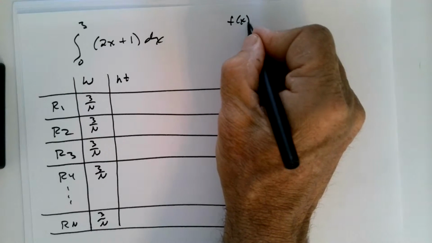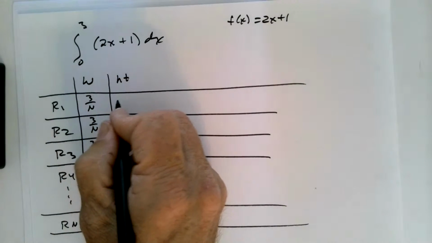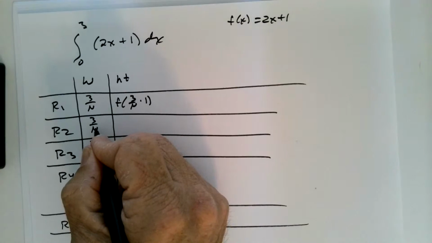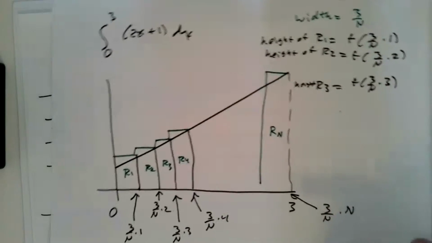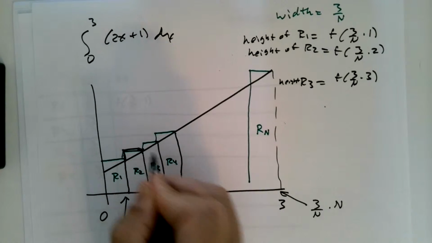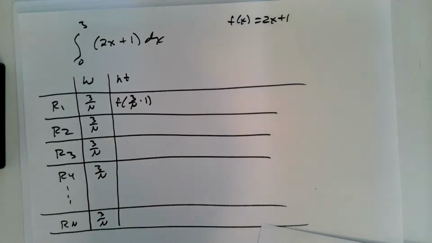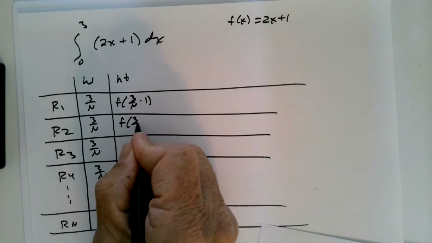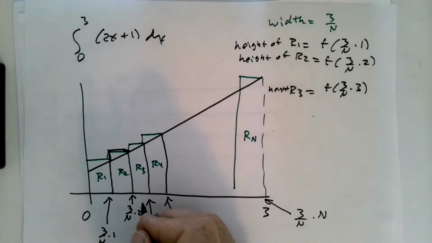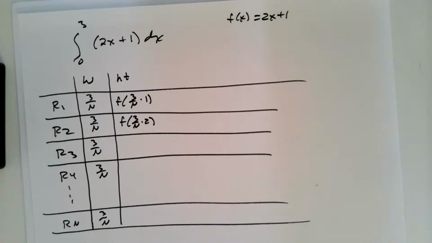Clarify that. f of x is 2x plus 1. So f of 3 over n times 1. The rectangle 2. Here's rectangle 2. There's its height. Is the value of the function at 3 over n times 2. Rectangle 3, its height is here. That's the value of the function at 3 over n times 3.